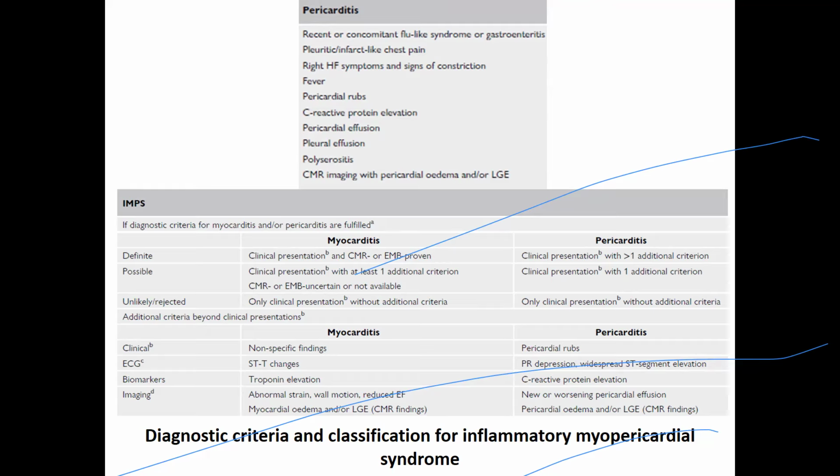So if you have more than one criterion, this is definite pericarditis. Which is like, for example, typical chest pain of pericarditis and pericardial rub, pain and ECG changes, pain and high CRP. So if you have two of these, it is definite. If you have one, this is possible, and if only chest pain with no additional criteria, this is unlikely.